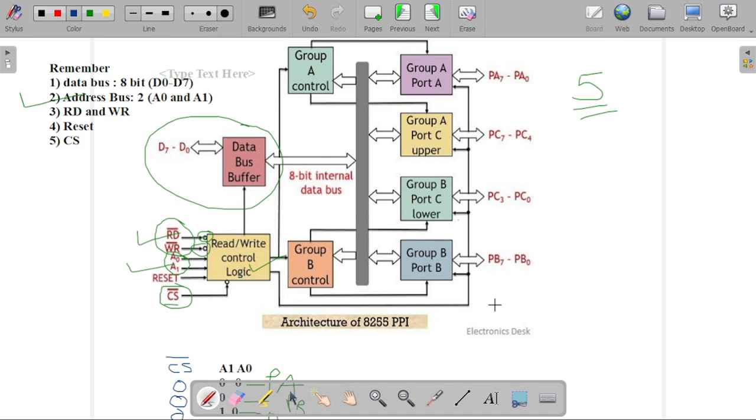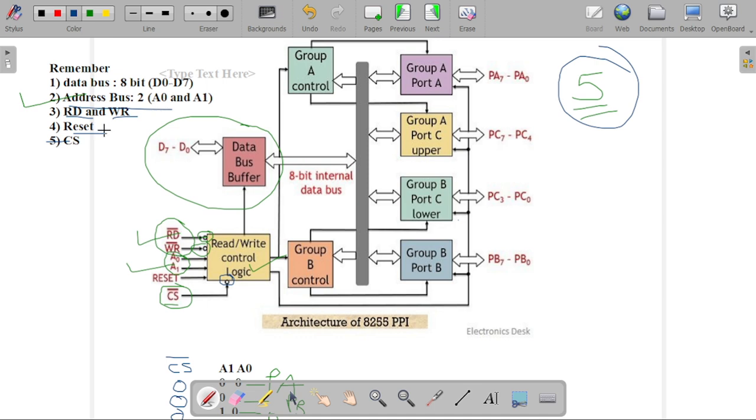Whenever we have to draw this diagram, you can consider the first block as the read-write control logic. There are a total of 5 signals that we have to remember: RD bar, WR bar, the reset signal, the chip select signal, and the address lines. On the bottom side of that read-write control logic, the chip select bar signal will be there, and that is connected with the NOT gate.